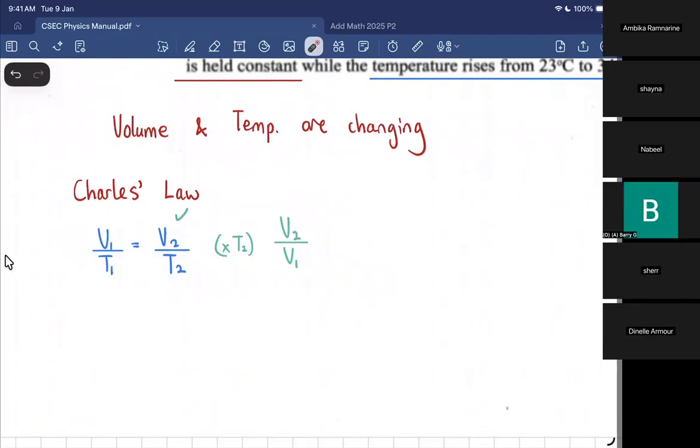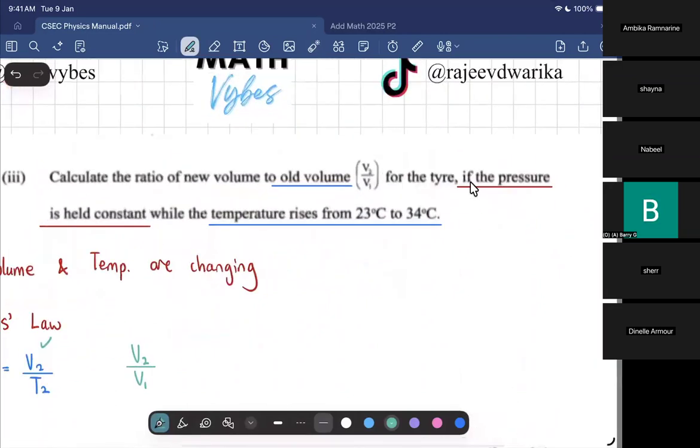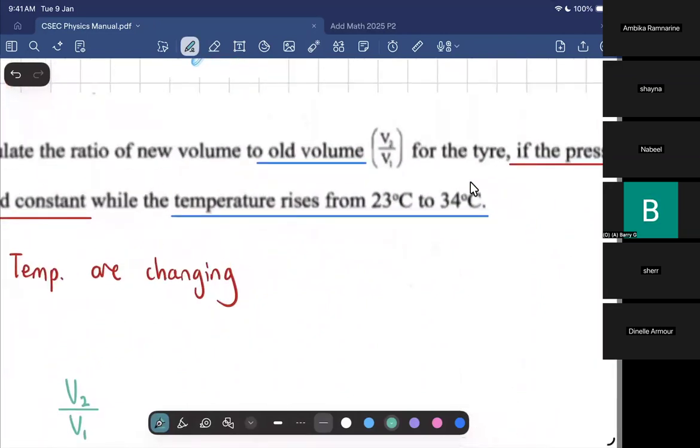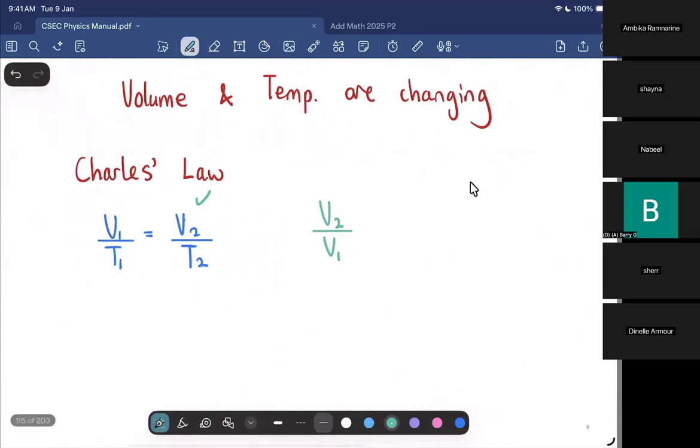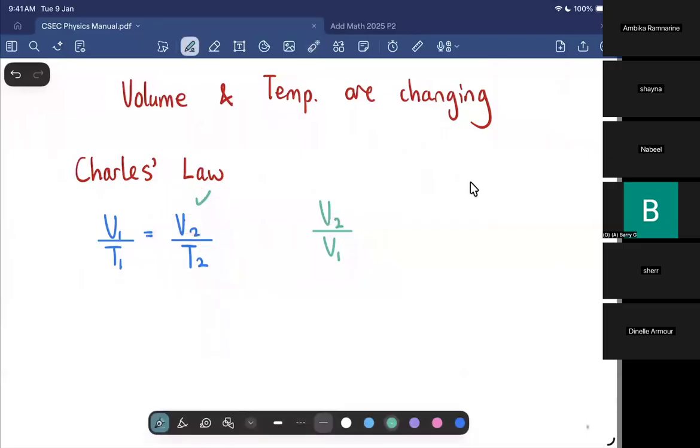Talk to me, Drew. I'm checking if you understand. Yeah. Okay. Adil, I need to see if you understand this. We want to figure out the ratio of the new volume to the old volume. So we have to make V2 over V1 the subject of the formula here. That is what we need to do. If you look at the right hand side, V2 is over there, but it should be over V1. So if it should be over V1, should T2 be over here? No, T2 should not be over there.